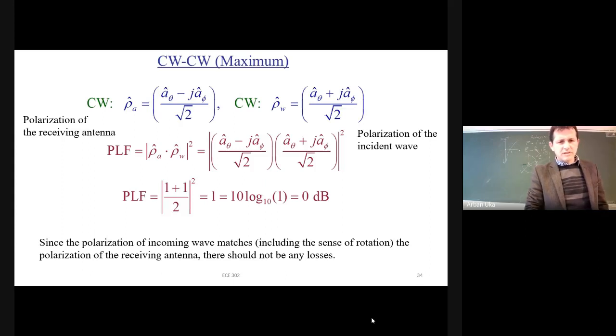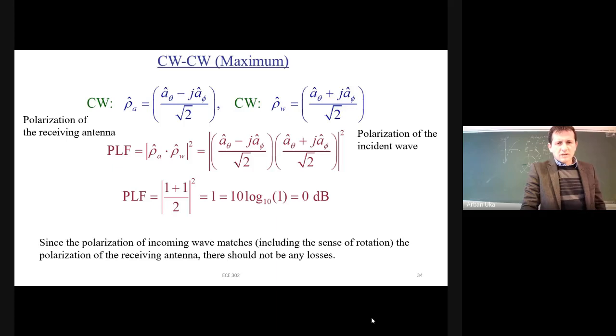Once we do that, we notice that the loss here is equal to 0 decibels. This means that the polarization of the incoming wave completely matches the polarization of the antenna, so we have no loss at all.